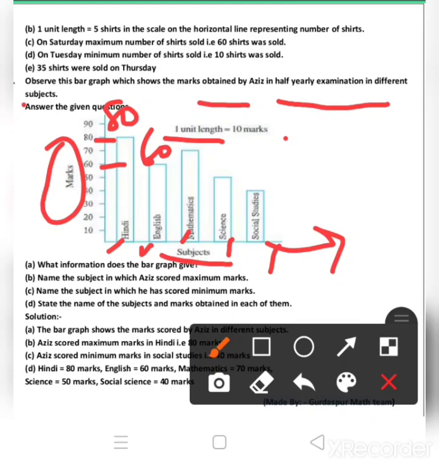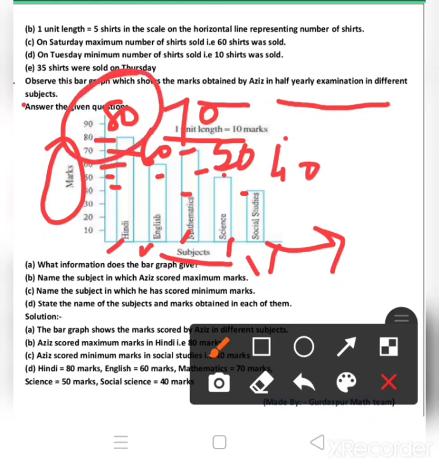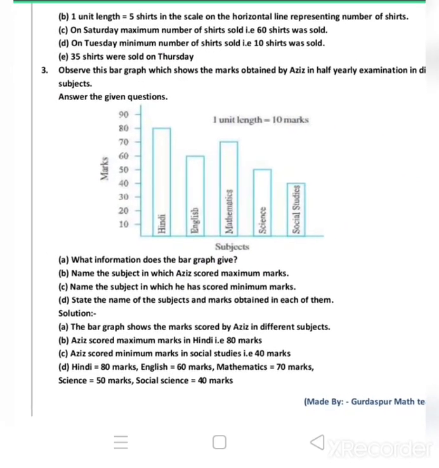In Mathematics, he gets 70 marks. In Science, that is in front of 50, he gets 50 marks. And in Social Studies, he gets 40 marks. The highest marks he obtained are in Hindi, that is 80, and the minimum marks he gets is 40, that is in Social Studies. Now let us give the answers to the following questions.